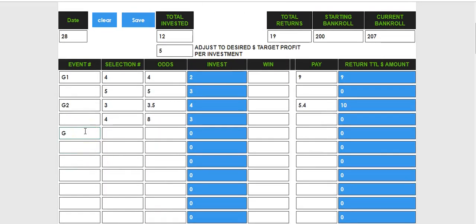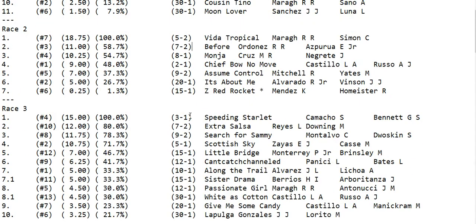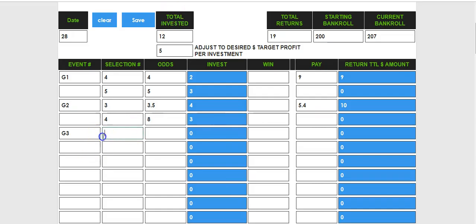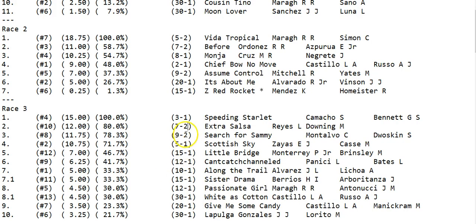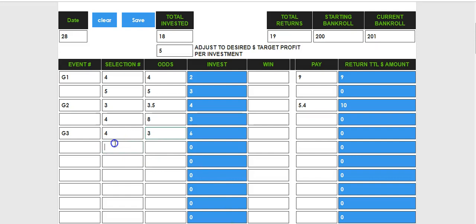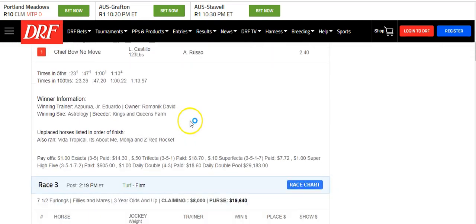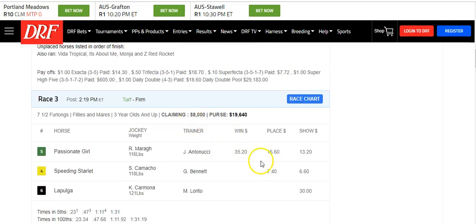So we go to race 3, and again, we're going to look at this. We're not going to do the entire card, but we're going to look at the odds 3-1 and 7-2. You have the 4 at 3-1. So we're going to put the 4 in here at 3-1, and we're going to put the 10 at 7-2, which is 3.5. Okay, again, this is where you're getting value. If that 10 horse comes in, you're in business. So we're going to go to race 3. The 5 won the race, so you're out.